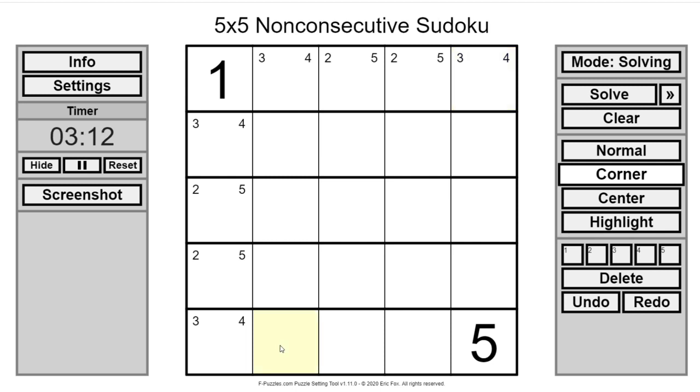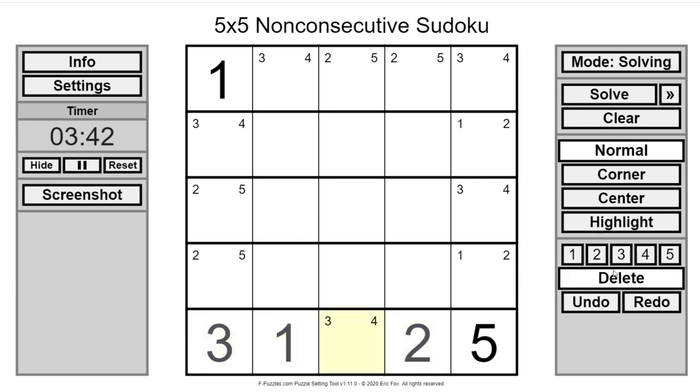So now, knowing that this can't be a 3 or a 4 or a 5, it must be a 1 or a 2. Now these spaces can't be 1, 2, or 5, so it must be 3, 4. And then this must be a 1, 2 to finish up the 1, 2 pair. Three is either there or there, which means that this can't be a 2. Can't be a 5, that's a 2.